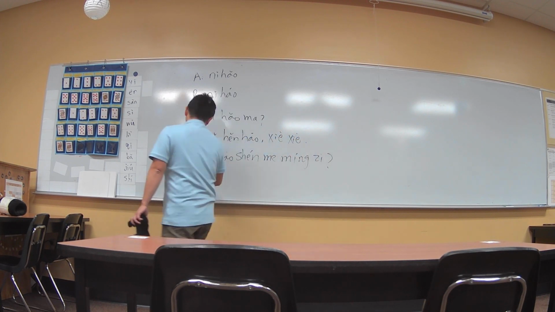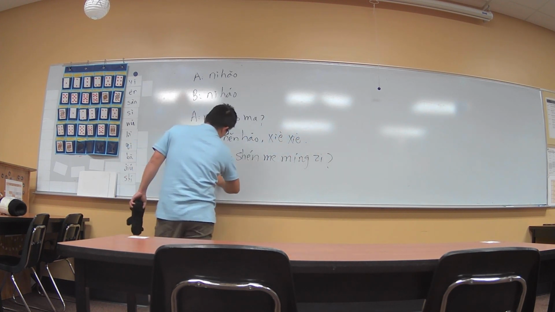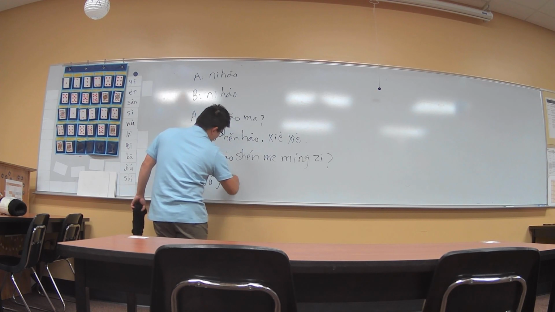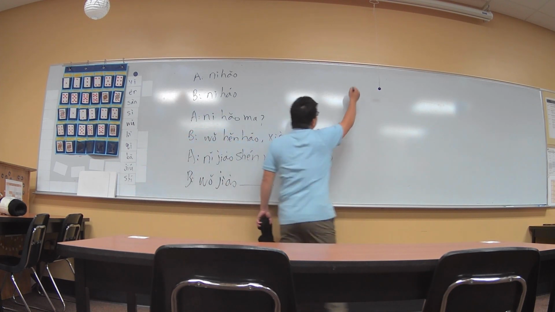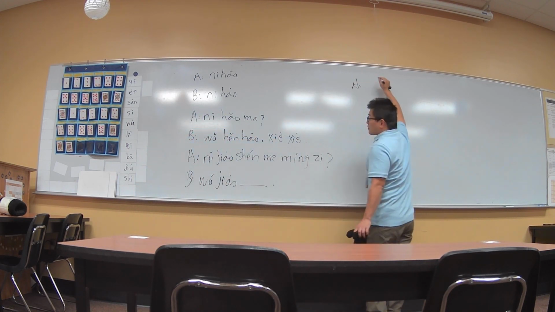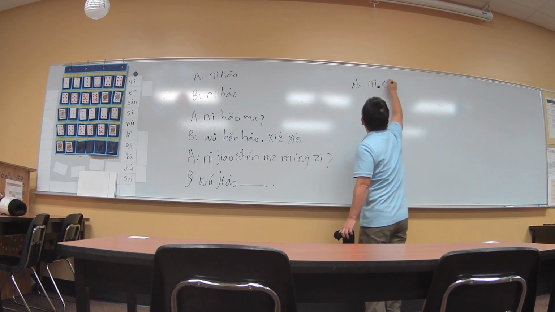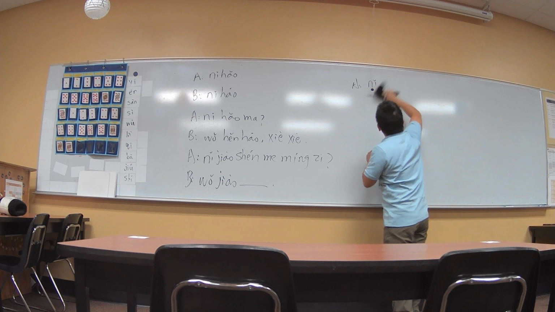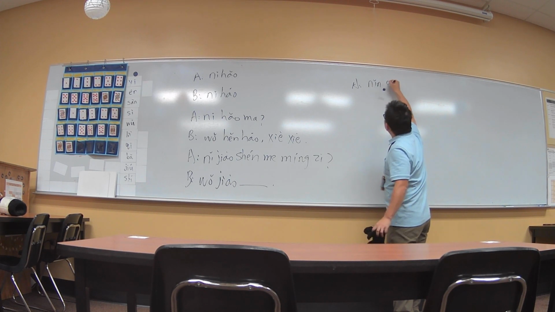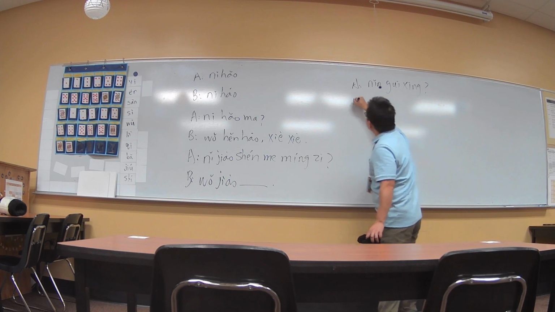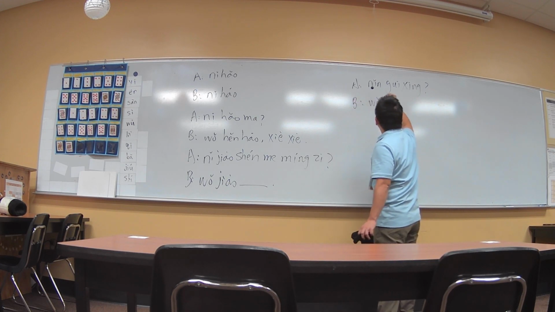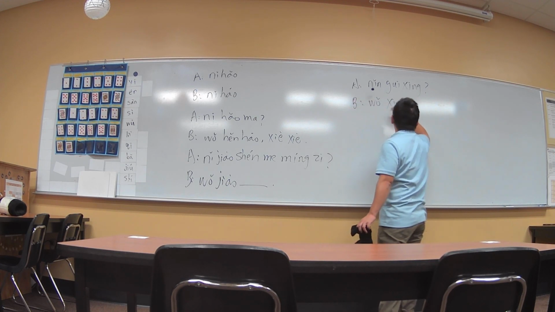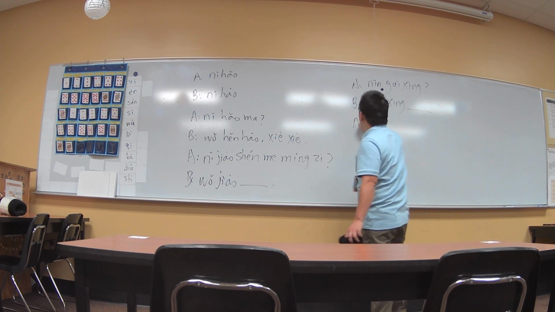B, 我叫 A, 你姓什么? 您贵姓? Let's use the respectful way. 您贵姓? B say, 我姓 last name.